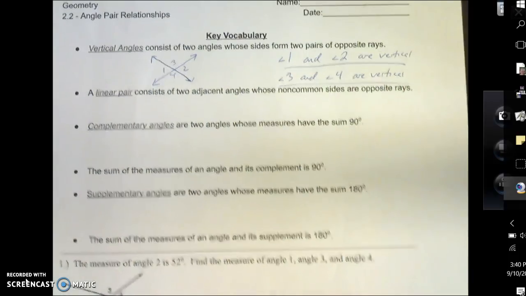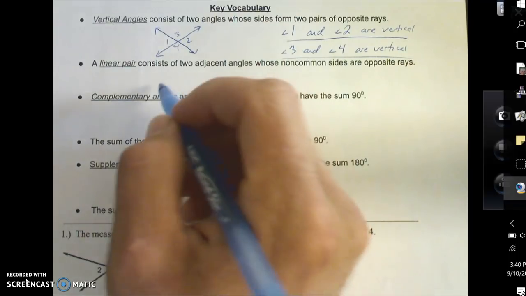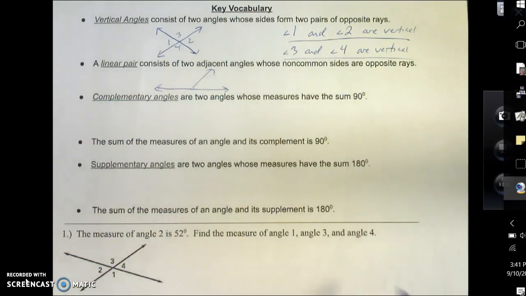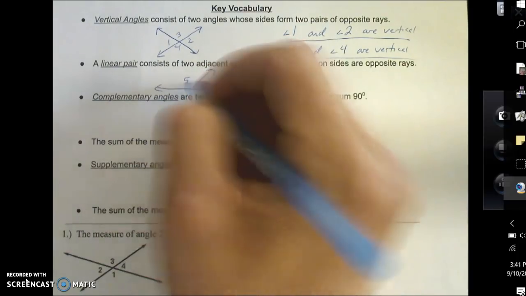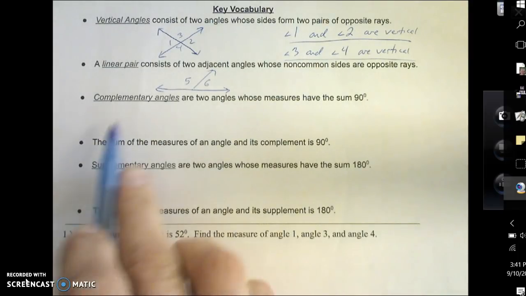A linear pair is just what it sounds like. It consists of two adjacent angles whose non-common sides are opposite rays. So here, if I draw a line going straight across, if I have like a ray jumping out of there, I'm going to call this 5 and 6. Now, linear pair is when they add up to form a line, okay?